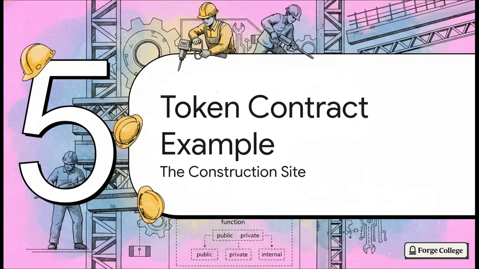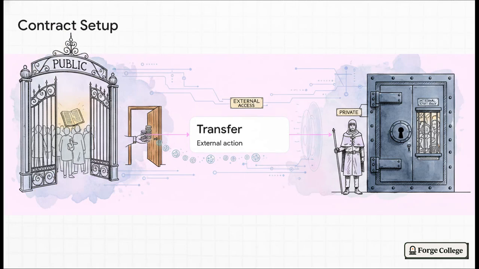Let's make this concrete. Section 5, token contract example, the construction site. All right, let's walk through our architectural decisions step by step using a token contract, very similar to the one from your capstone. Step 1, reading balances. You want the whole world to see these, right? So you use a public or external view door. Step 2, transferring tokens. This is an action specifically initiated by users, so it's a perfect candidate for an external door, which actually saves a bit of gas for those outside callers.